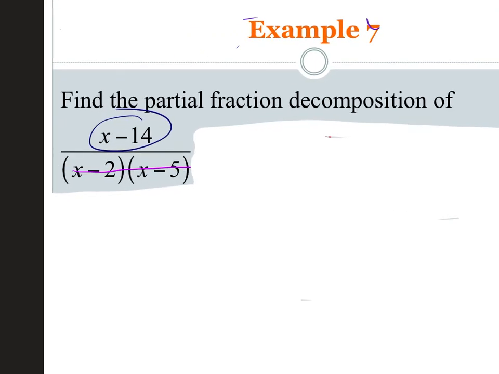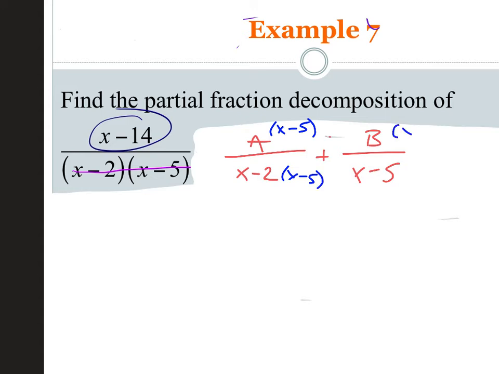Let's practice one more. So first thing we want to do is set it up. We have to break up our denominator. So we're going to have A over our first part, so x minus 2, plus B over x minus 5. What do we have to do next? On the A side? Awesome. We multiply it by the part that's missing. So A gets multiplied to x minus 5, and B gets multiplied by x minus 2.